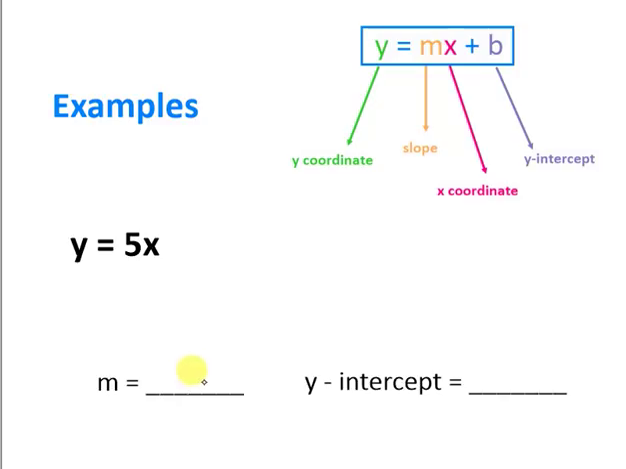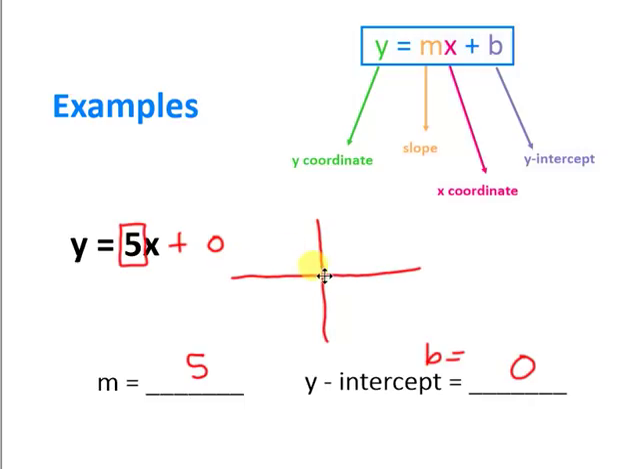Now here, our slope, remember, the slope is always in front of the x, is positive 5, but there's no b. And so our y-intercept is 0. That's because there's no reason to write plus 0. So where this would cross the y-axis would be at 0, okay? If we had a coordinate plane here, it would cross right here at 0.